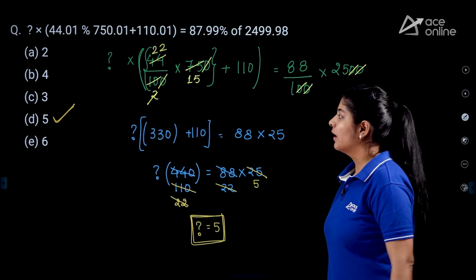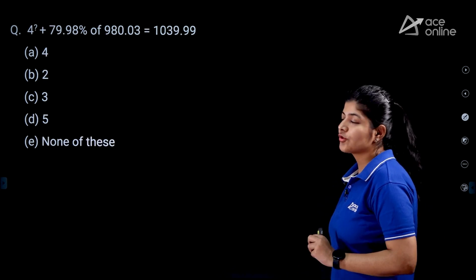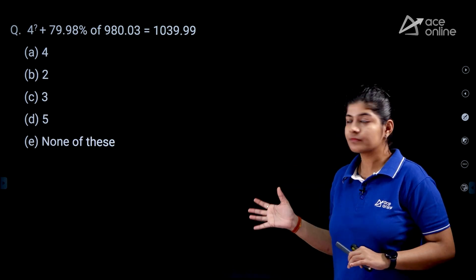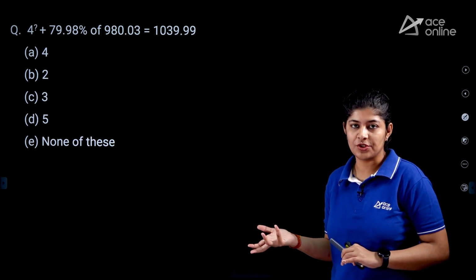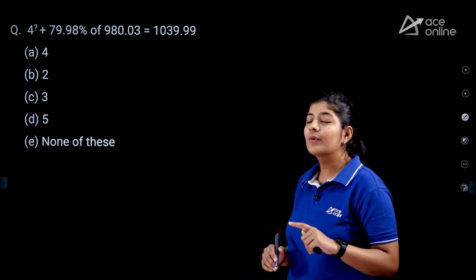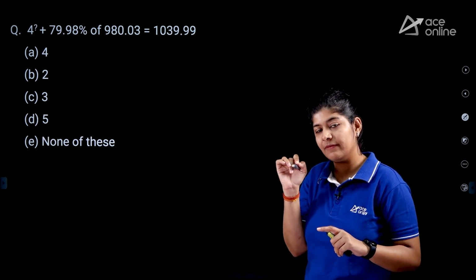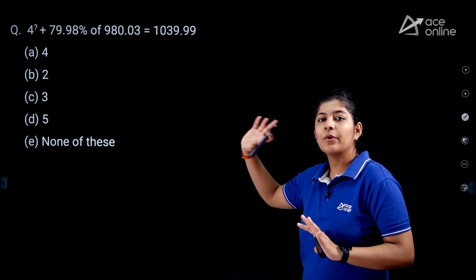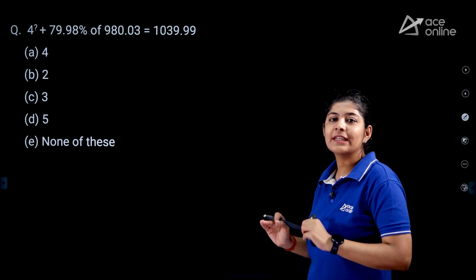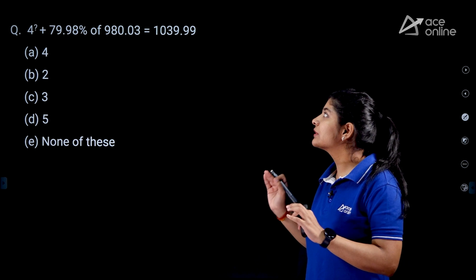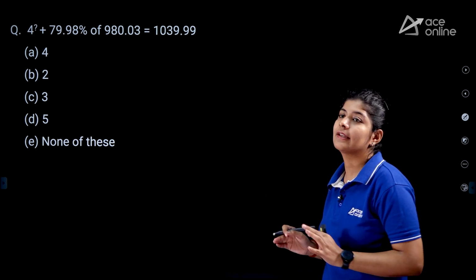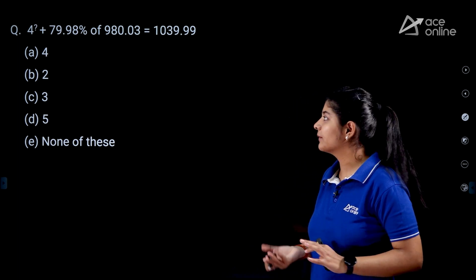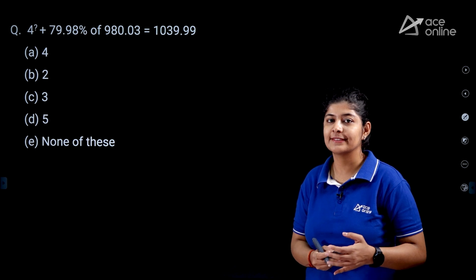Is it clear? So one more last question of this particular session, and it is this one. Again, we have to solve it with the help of approximation, right? So here we are having 4 and we are having question mark on 4, and after that we are having 79.98% of 980.03 equals 1039.99. So basically, again, you have to do the basic calculation so that you can easily determine your answers.